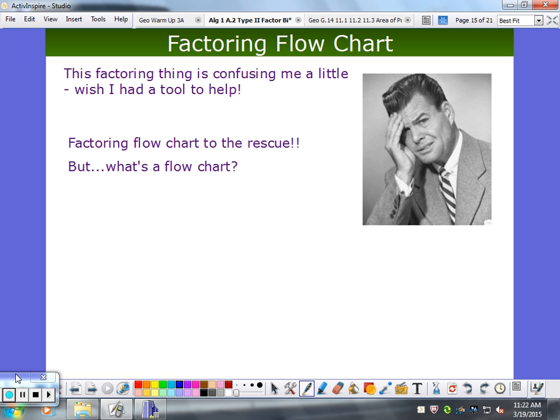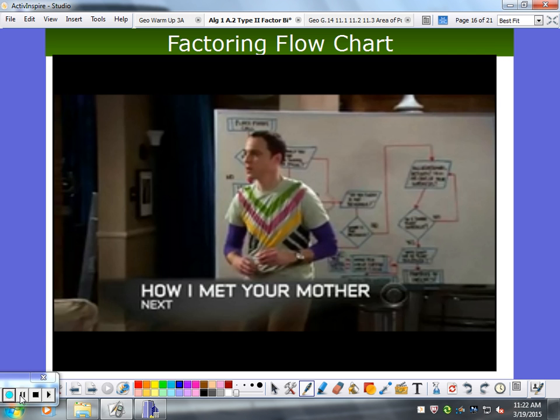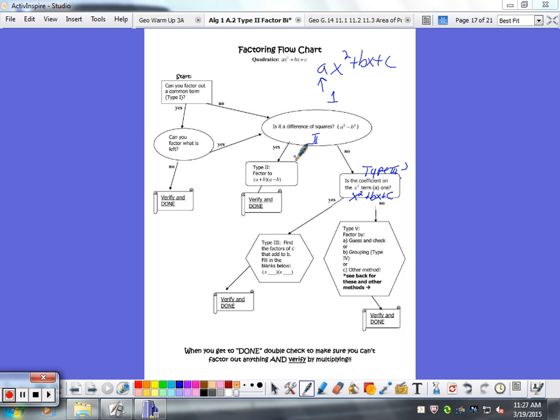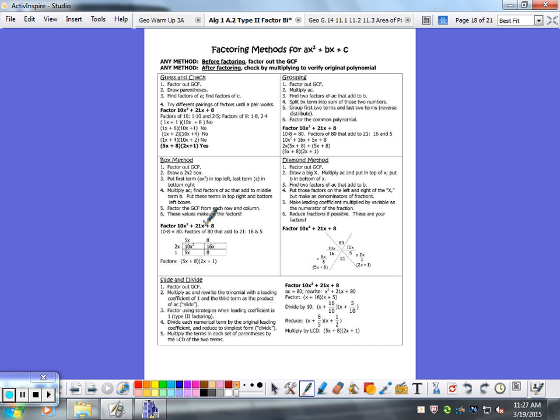Because I'm going to give you a tool. I think using this flowchart will help keep your thoughts organized. We'll get to the back of it. Don't worry about the back yet.